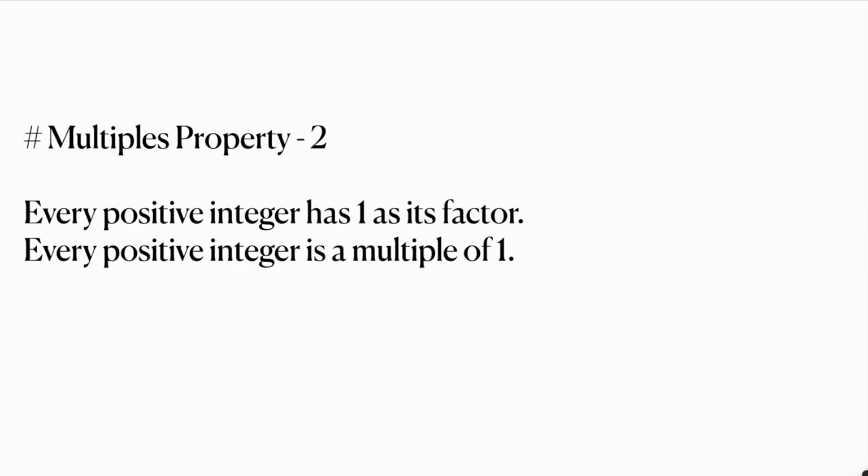Multiple Property 2. Every positive integer has 1 as its factor, and every positive integer is a multiple of 1. Simply 2, 3, 4, 5, 6, every number is a multiple of 1 and has its factor as 1.